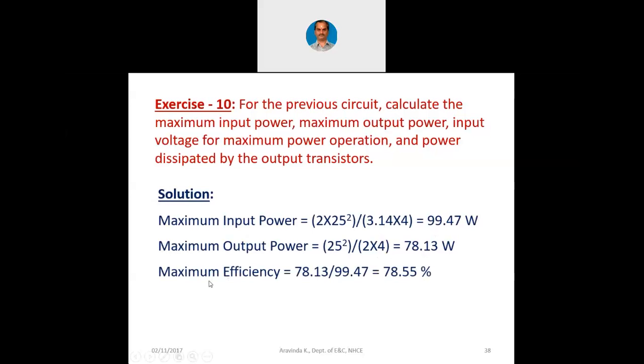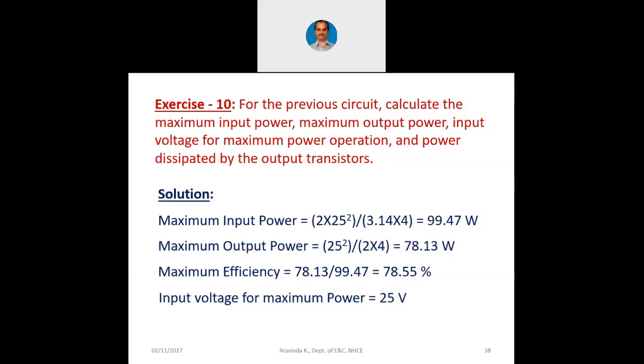Now the maximum efficiency you can directly calculate. 78.13 divided by 99.47, we are getting about 78.55%. It is the same as our class B. Class B also has the maximum theoretical efficiency of 78.57% as per the formula derived. It is almost the same here. Input voltage for maximum power can be 25 volts only, because VCC in this case is 25 volts.